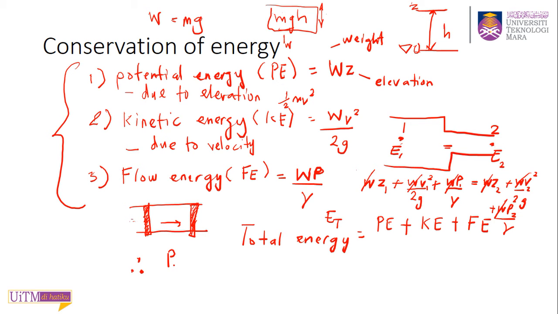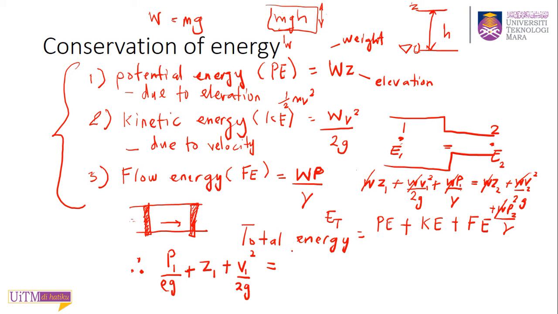Because you already take out the W, it will give you only, first, the P1, take the flow energy first, over specific weight, or you can translate it in rho g, because specific weight is equal to rho g. Plus you have your Z1, so you already cancel out the W. Plus you have your kinetic energy, V1 squared over 2G, and equal to the right hand side term.